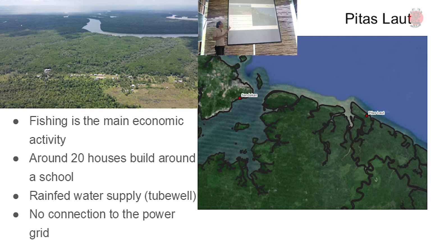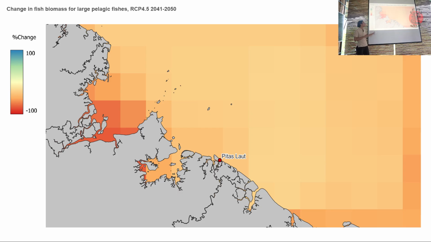Another thing about Pitas Laut that I've learned, where Neville supplied a lot of the info, is that their water supply is rain-fed. So again, it's going to be very difficult to adapt if we don't adapt now. And again, no connection to the power grid. Another problem that they have to adapt to. So the first map that we're going to present is the fish biomass.